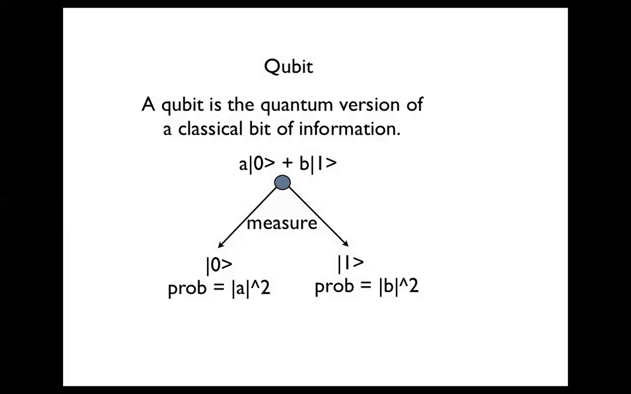Now, the simplest example of such a vector is called a qubit. There are two alternatives, 0 and 1. These might be spin up and spin down for an electron. And a measurement will take you to 0 with probability absolute a squared, and it'll take you to 1 with probability absolute b squared.